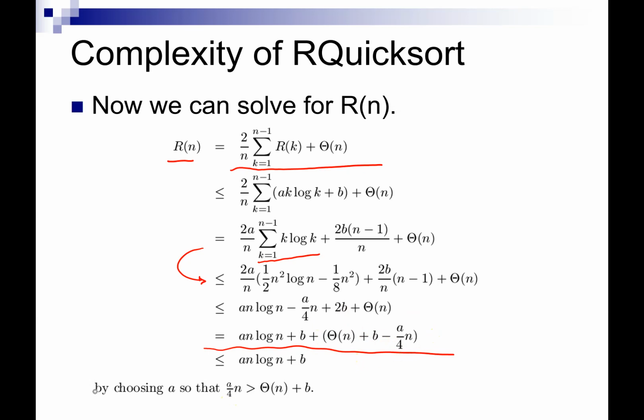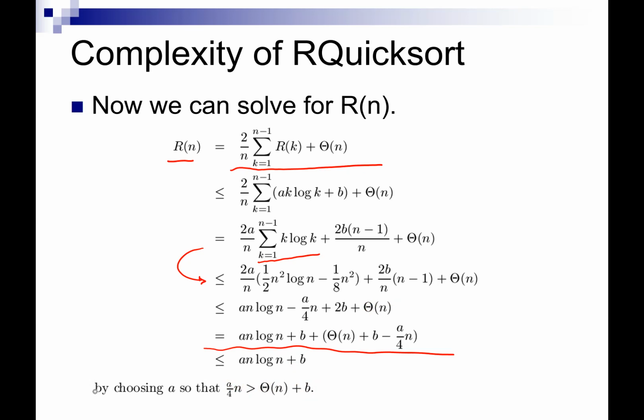And to do that, all we need is that n divided by 4 times n to be at least theta n plus b. So whatever this theta here has some constant, whatever this constant is, we're just going to pick it big enough so that this statement occurs, for large enough n, for n at least 1, let's say.